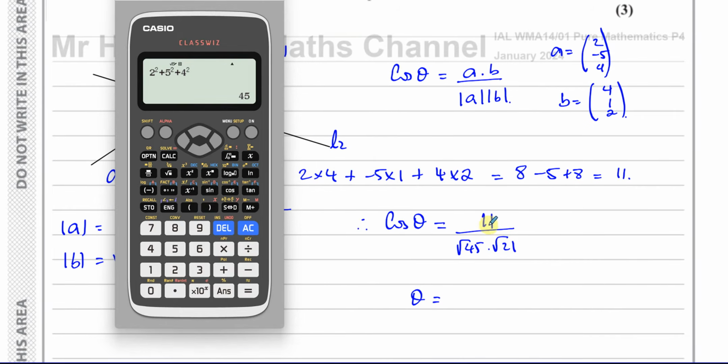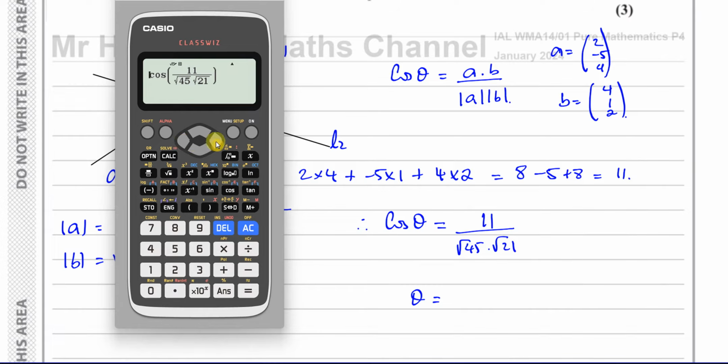It's going to come out as an acute angle, which is what we want. If it came out as obtuse, we would do 180 minus that to give you the answer. So we have inverse cosine. We're in degree mode, yes we are. We have 11 divided by the square root of 45 times the square root of 21, and we can close that bracket.